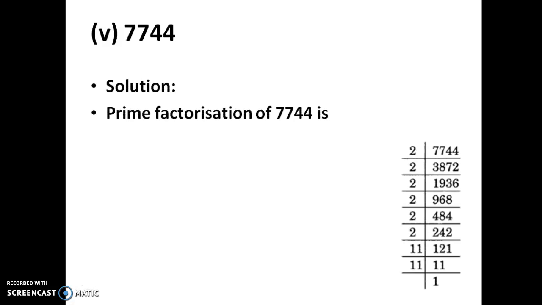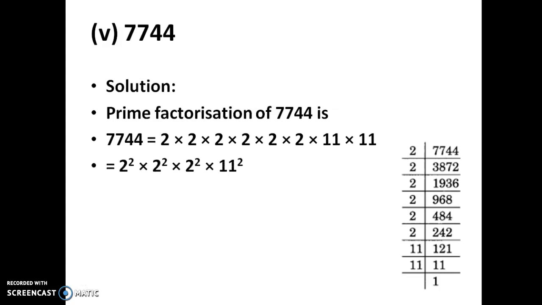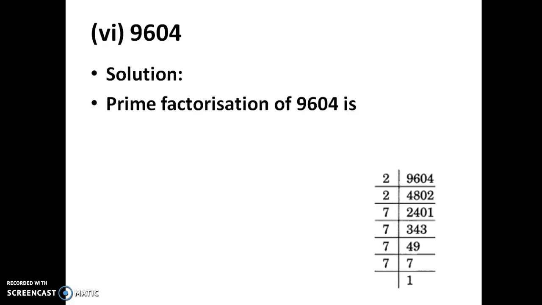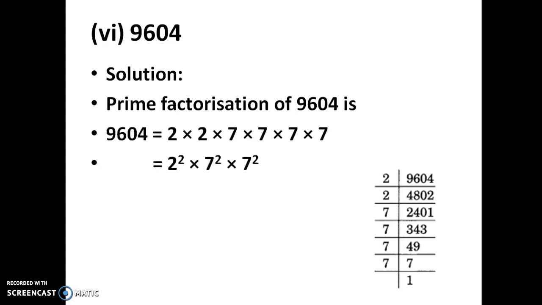The next number, 7744. If you do the factorization, you will get like this. You have to write it, make pairs, then multiply. 2 square into 2 square into 2 square into 11 square. So you will be left with 2 into 2 into 2 into 11. So the final answer you will get is 88. The next is 9604. If you factorize, you will get like this. Make pairs. So you will get 1 pair of 2 and 2 pairs of 7. So 2 into 7 into 7. So finally you will get the answer as 98.